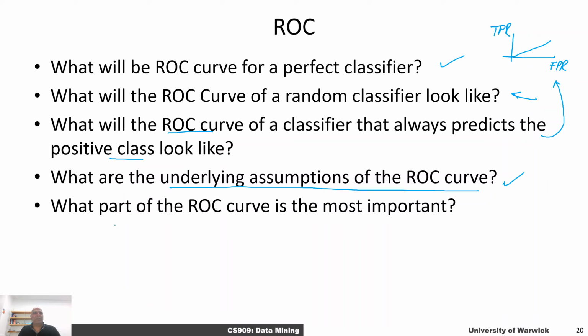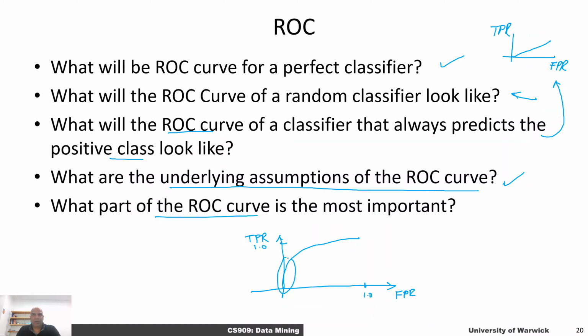Okay, so that's the case. That's the part I want you to think about, and then I also want you to think about what part of the ROC curve is the most important. So if you plot the ROC curve for a given classifier, and the false positive rate is on the x-axis, of course, and the true positive rate is on the y-axis, and you've got a curve like this, let's say this is 1.0 and this is 1.0. Then what part of the ROC curve is the most important?